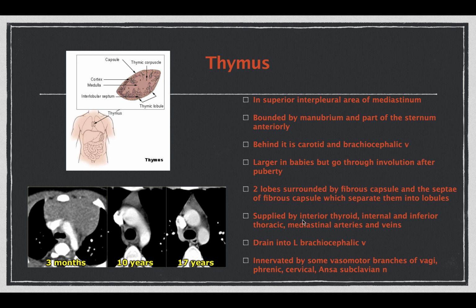So there are 2 lobes in it inside of a fibrous capsule, and there's going to be the septa, which are made of fibrous capsule as well, and they separate those into the lobules. The thymus is supplied by the inferior thyroid, the internal thoracic, and the mediastinal vessels, and all of that drains into the left brachiocephalic vein. And it's innervated by a couple small branches of these nerves.